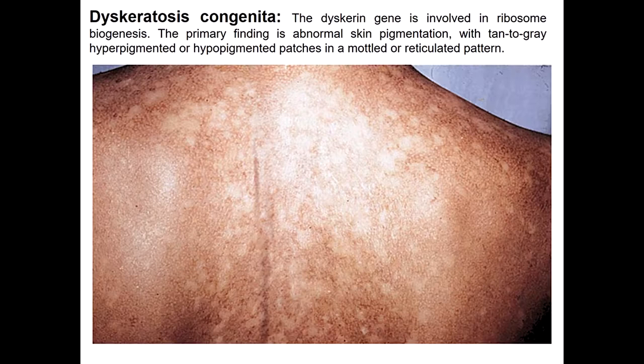Okay, so we can have diseases associated with that. Here we have dyskeratosis congenita. Here we have the dyskerin gene that's involved in ribosomal biogenesis. If you have a defect in that gene, you have this kind of pigmentation, hyperpigmentation, different colored pigmentation, a mottled appearance of the skin resulting from that particular congenital disease.